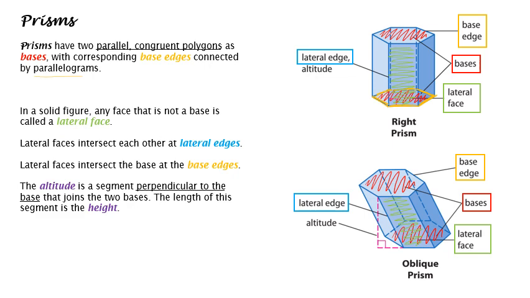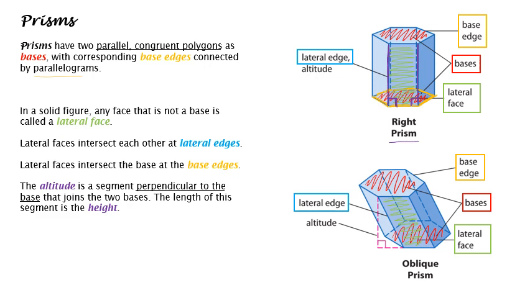So the altitude is going to be some segment that is perpendicular to the base. We can see here in our right prism that we have altitudes anywhere we have lateral edges. Because we have this 90-degree angle, we can see that our bases are in fact perpendicular to the lateral edges, or to the lateral faces.